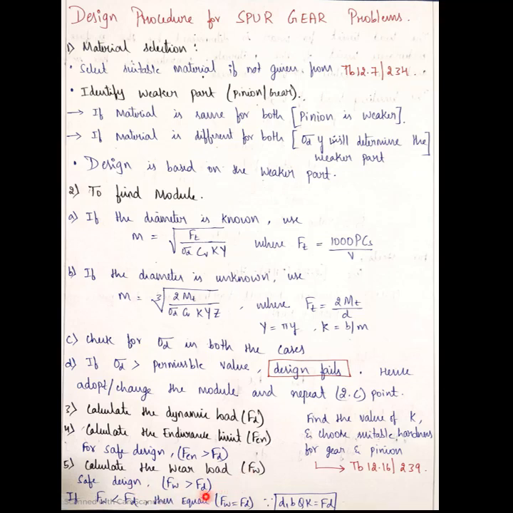This is very much important. If the wear load is less than the dynamic load, then we have to equate the dynamic load with the wear load, and hence calculate the value of K again. Now find the values of K and choose a suitable hardness. This is a very important step with respect to gears and pinions, which I will explain through the problems. So this is basically the design procedure. Let's see how to solve the problems.